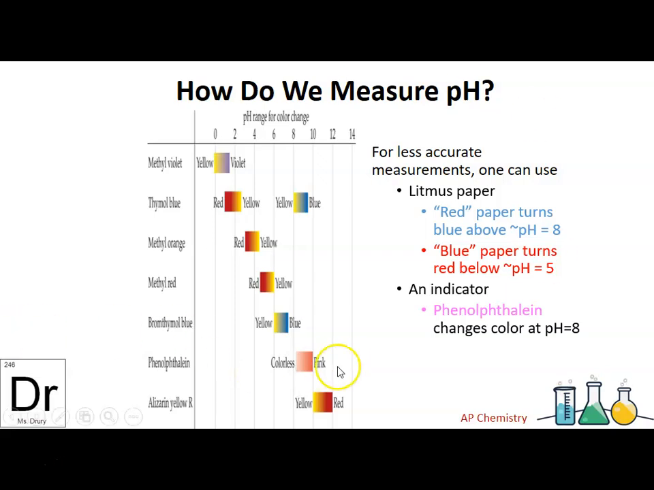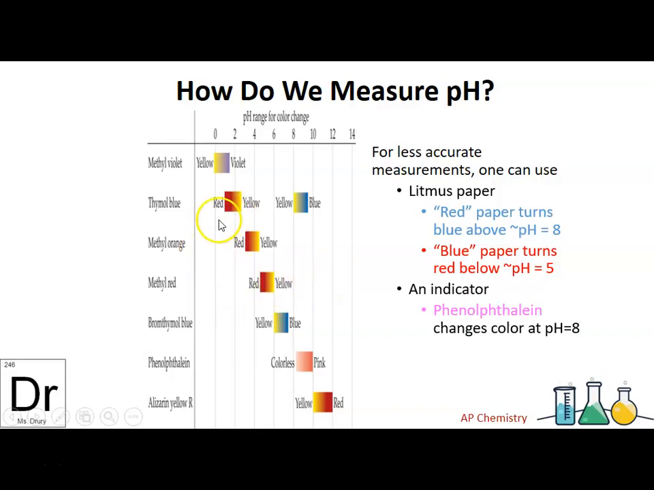And you can also use indicators such as phenolphthalein, which we used last year. If the phenolphthalein was colorless, then it was an acid. If it's pink, it was a base, right? It changes color at 8. But there's a lot of different values that we can use. So you don't have to just use phenolphthalein, where it's colorless before 8 and pink after 8. There are hundreds of indicators, and they would tell you different things.